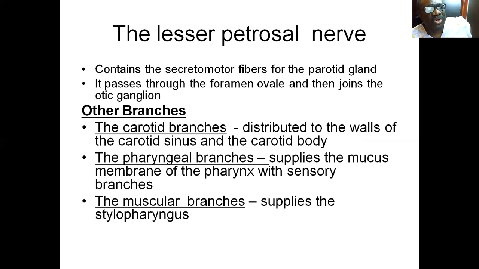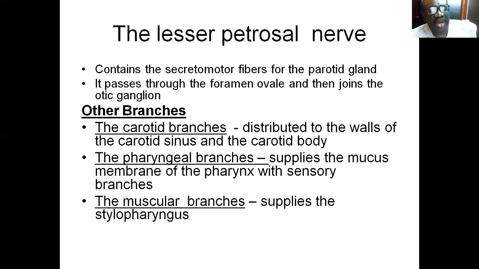Now, we're going to concentrate on the lesser petrosal nerve, which contains the secretomotor fibers for the parotid gland, and it passes through the foramen ovale and then joins the otic ganglion. Other branches will include the carotid branches, the pharyngeal branches, and the muscular branches. And I've told you previously that this muscular branch is solely to the stylopharyngeus muscle.